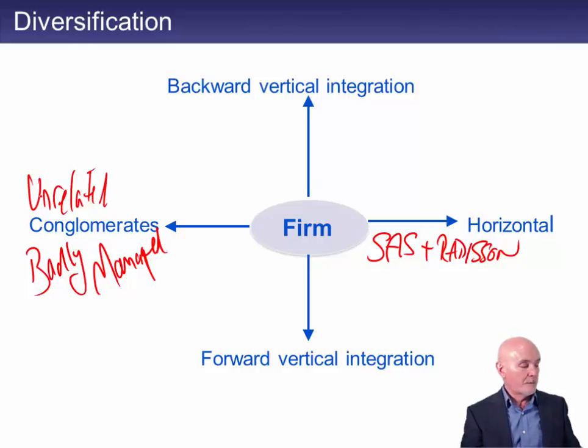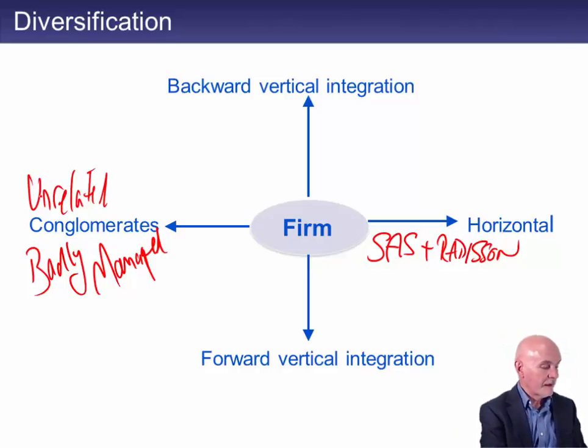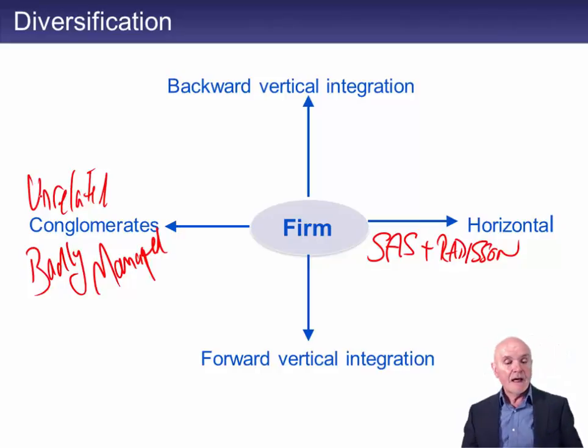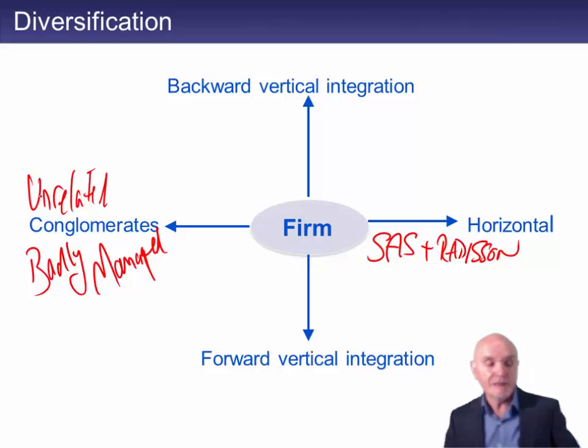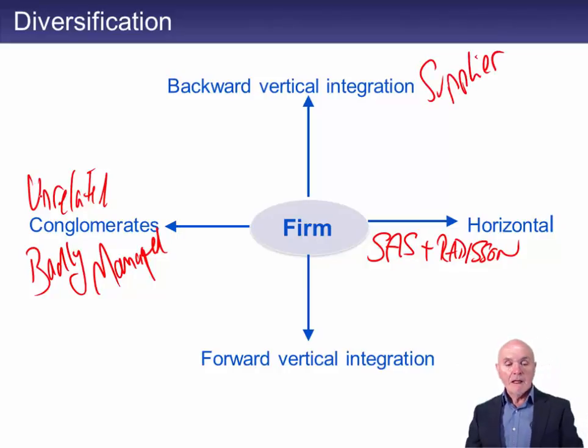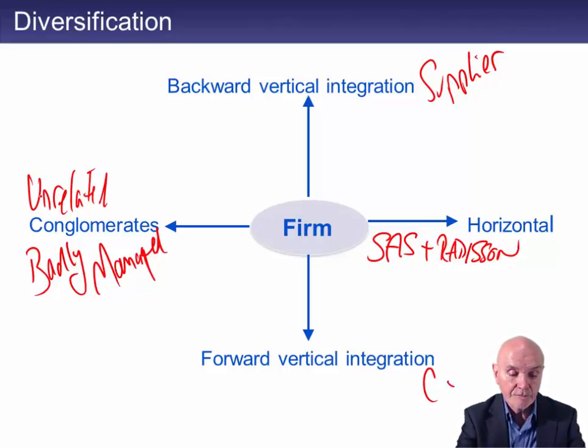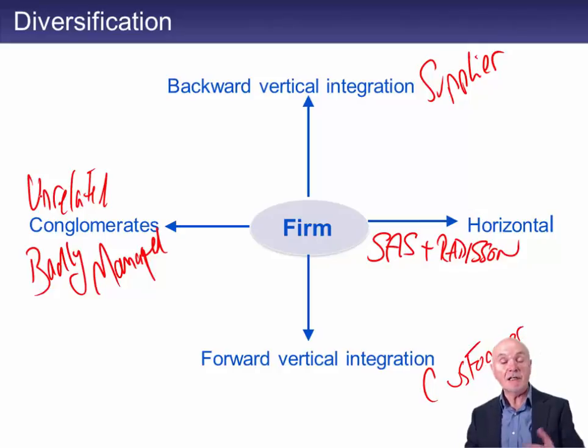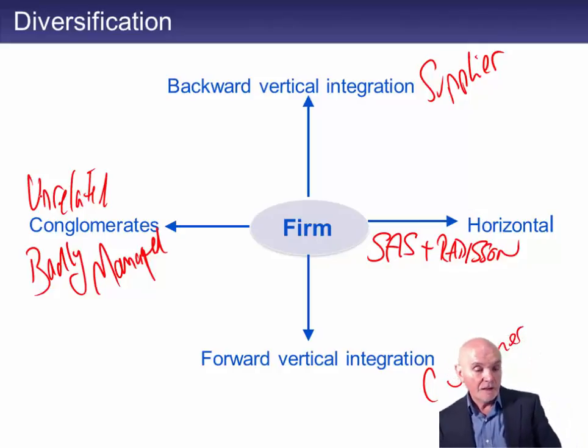The other two are backward and forward vertical integration. What backward vertical integration means essentially is you take over a supplier, and forward vertical integration is really where you take over a customer. So obviously not an individual customer, but it would be maybe a chain of retail shops. And you can see the superficial attraction of this.